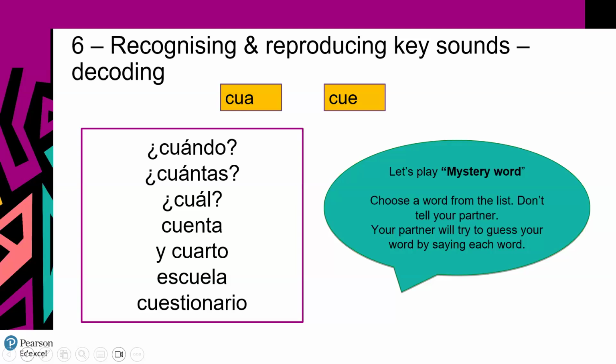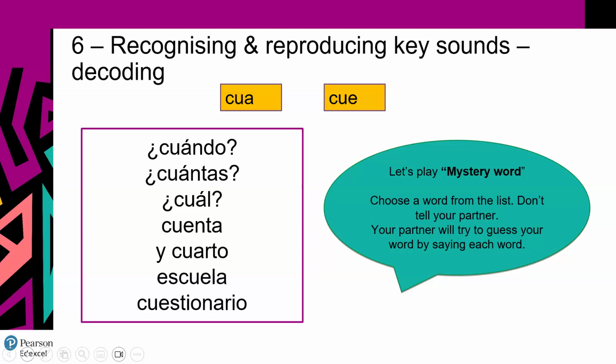And then what the students do, they choose 1 word. So let's say I've decided to choose cuenta. Okay, so that's my mystery word. So my partner will start, we say cuando, and I said no. Okay, cuantas, no. Cual, no. Cuenta, yes. So therefore they found my mystery word. Okay, and then vice versa.